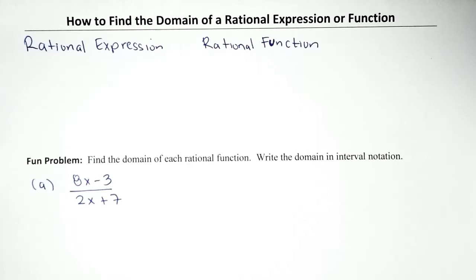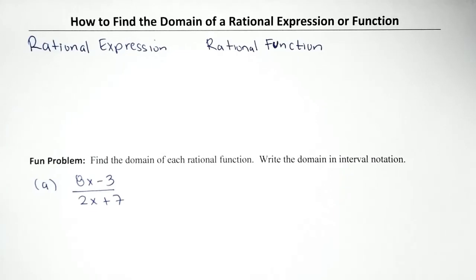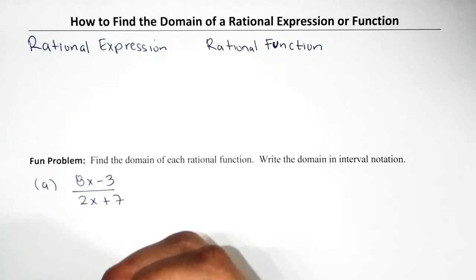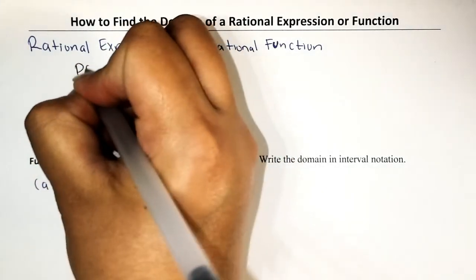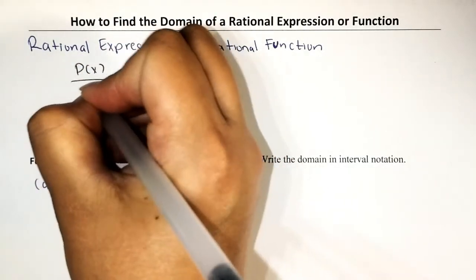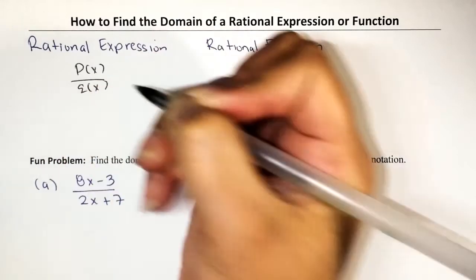Guys, welcome back. Today we are going to focus our energy on how to find the domain of a rational expression or a rational function. So let's do this. Rational expression, what is that? In fancy math, a rational expression is pretty much a quotient of two polynomials. Okay, so p of x and q of x.